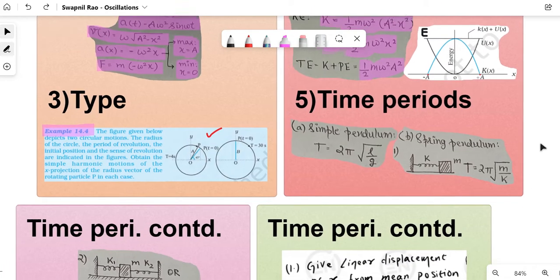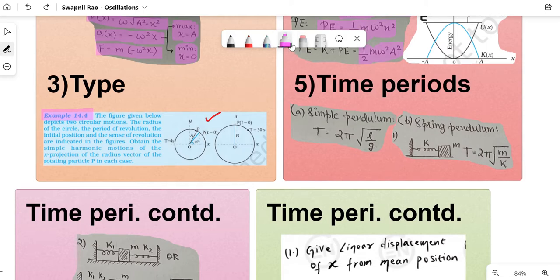Next part would be time periods. Time periods is very important. For a simple pendulum, you know the time period. It's t is equal to 2 pi under root L by g, where L is the length of the string and g is acceleration due to gravity. So that was for case A.